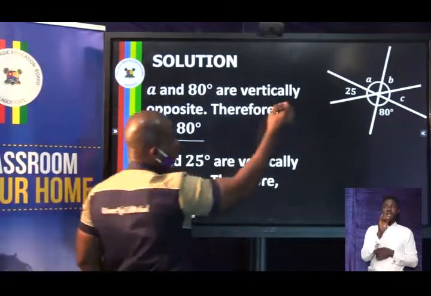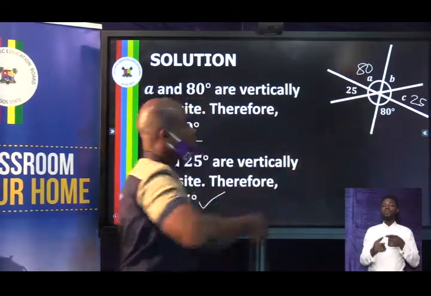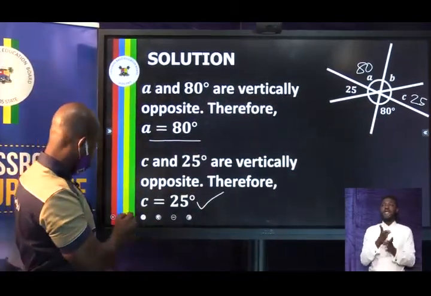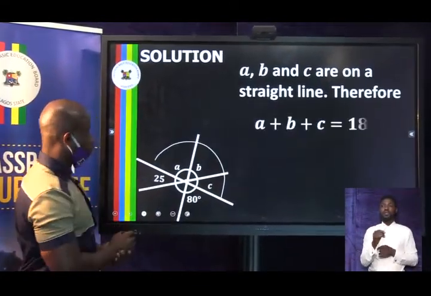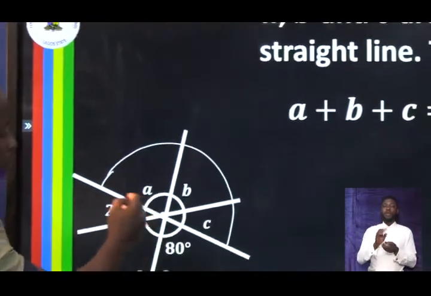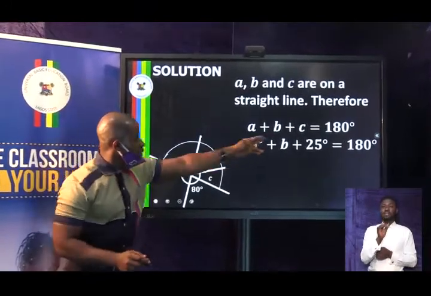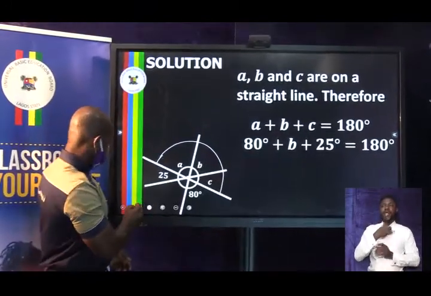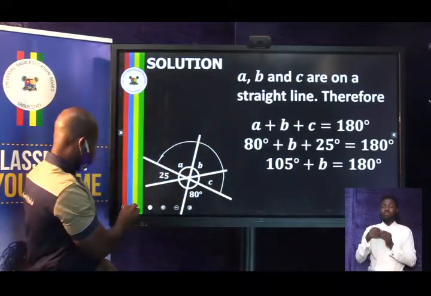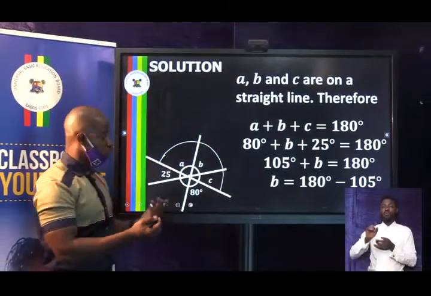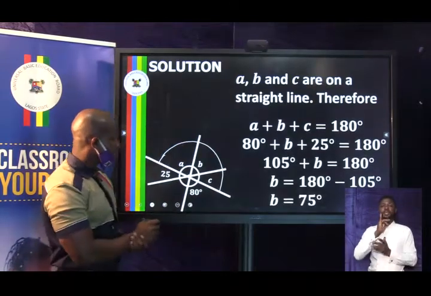So A is 80 and C is 25. All we have to do now is add A, B, C because they are on the same side of the straight line, and we'll get 180. So now A plus B plus C on a straight line means that all of them add up to 180. But A is 80, C is 25. You bring down B, then you add. 80 and 25 will give you 105, then B comes down. Now you take 105 to the other side, remembering to change the sign. Now B is 180 minus 105, and that means that B is 75.